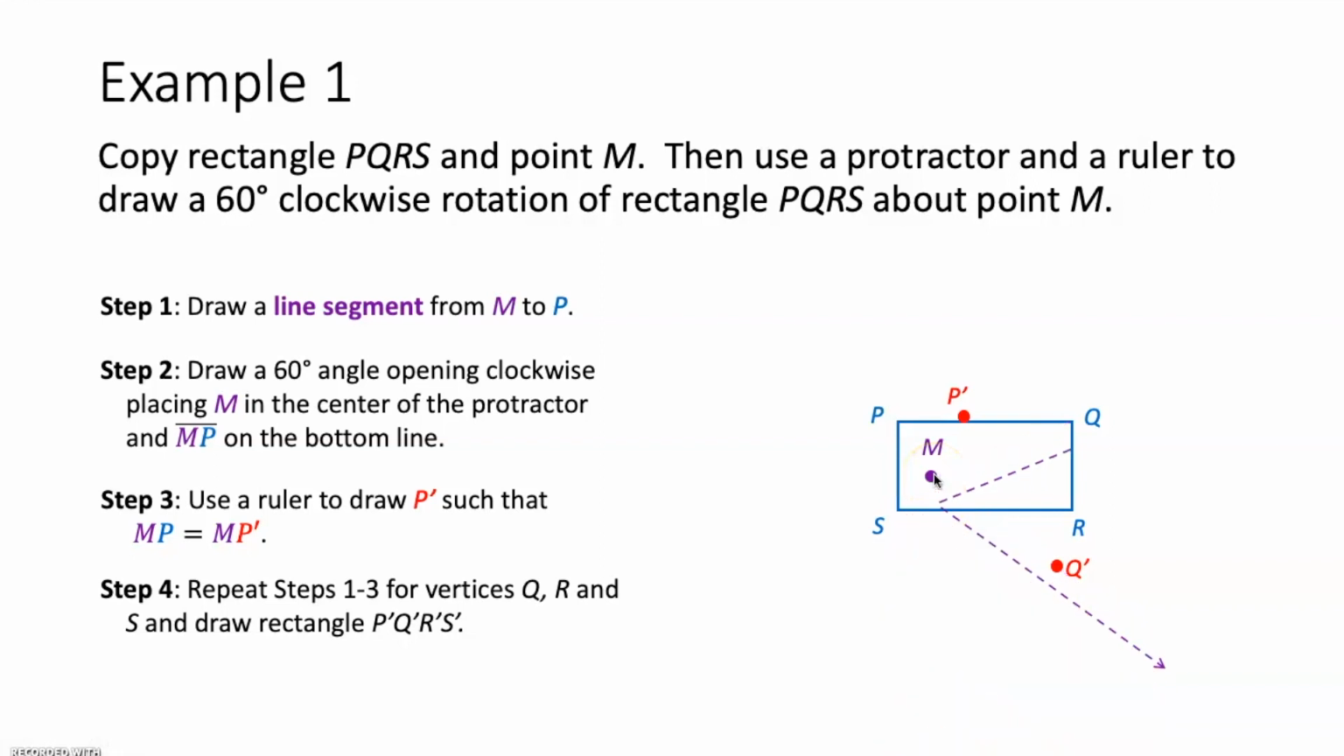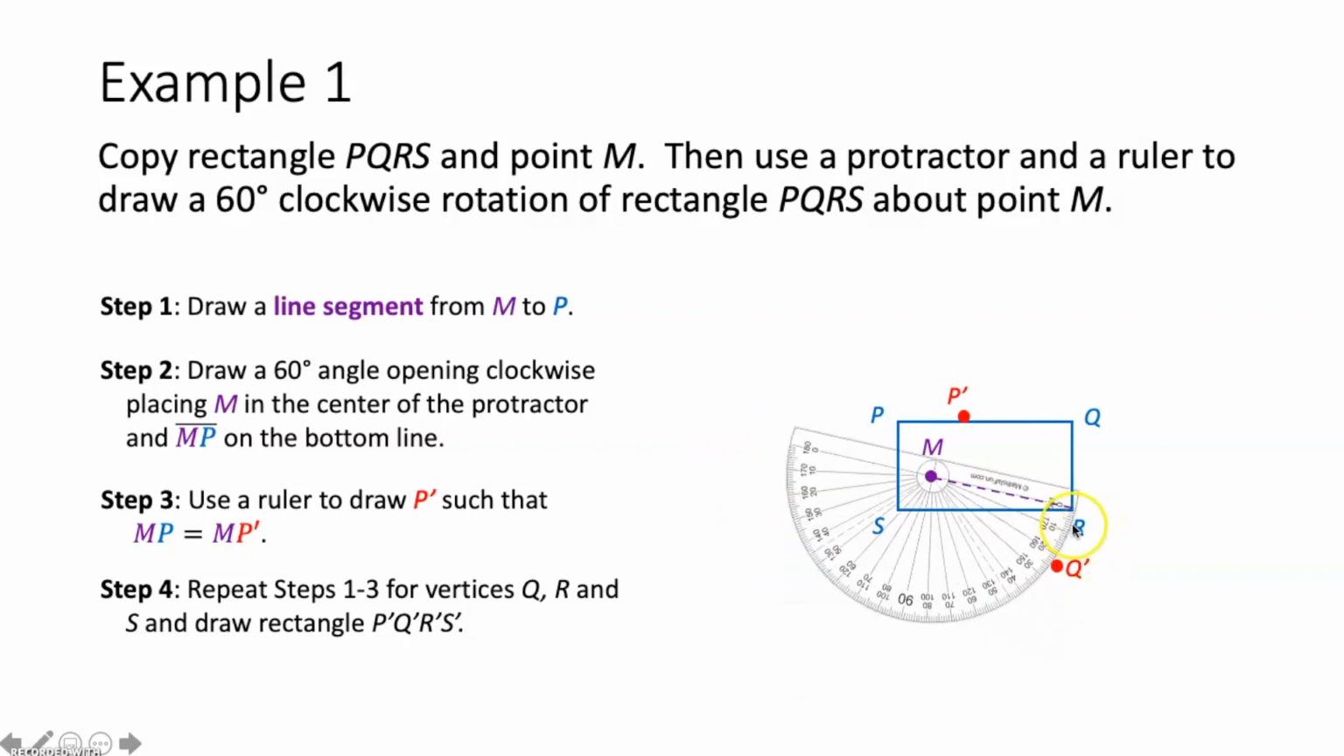Do the same thing with R. We need to rotate R 60 degrees clockwise about the origin. So 60 degrees clockwise, point R would need to go this way. We set up our protractor the same way we did with Q. We put M at the center of rotation. Segment MR is going to be on the bottom of the protractor, and our protractor is going to be like this right here because we are rotating R 60 degrees clockwise, not counterclockwise.